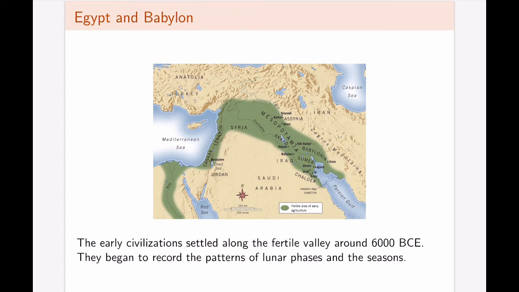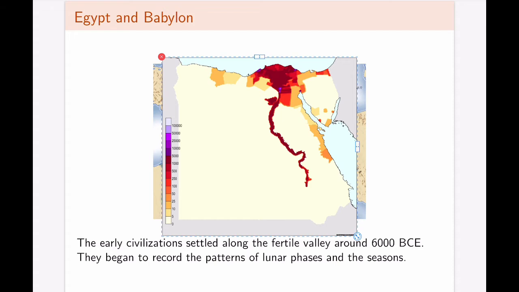So if we take a look at, for example, modern Egypt, we can basically track where the river is by the population density of it. The people still live close to the river, even though the water can be delivered much further.